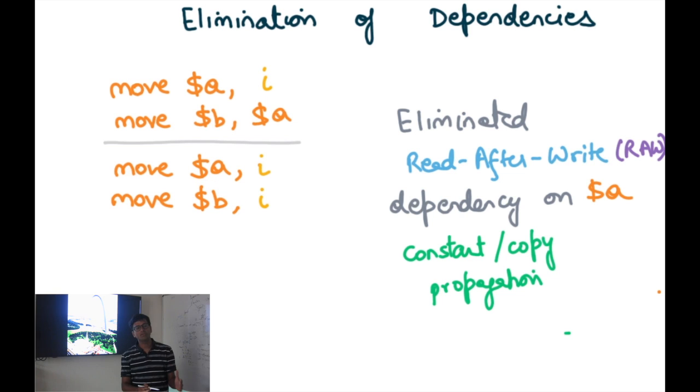And if you remove such dependencies, it means that it enables more optimizations further downstream in my compilation pipeline. For example, it can allow these two instructions to now get reordered, whereas these instructions could not get reordered originally.